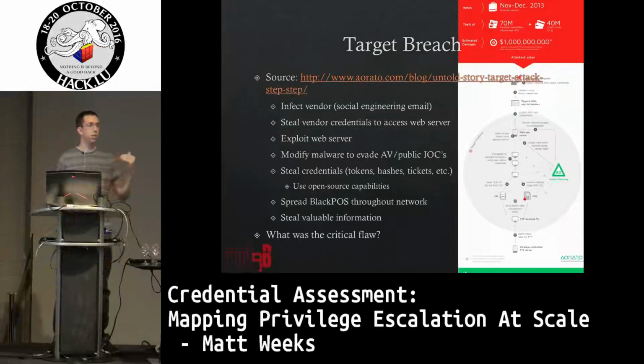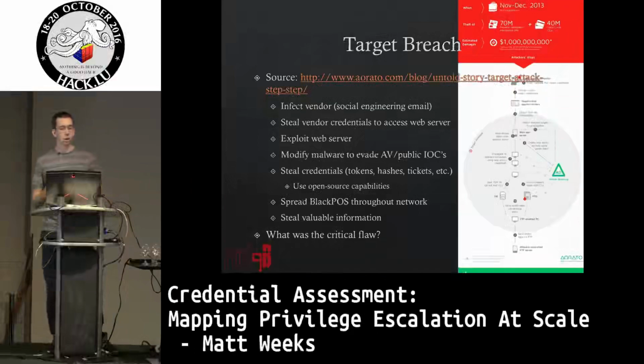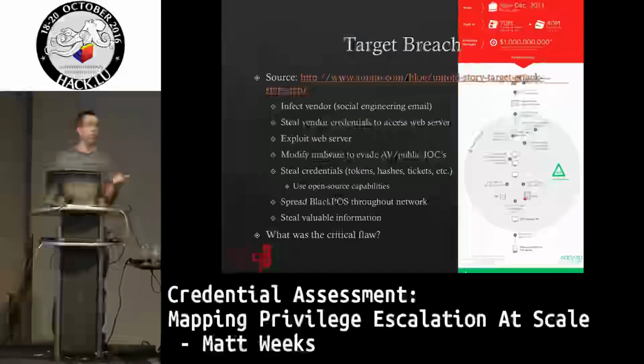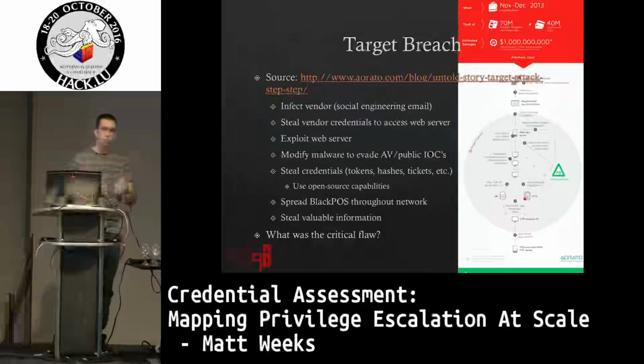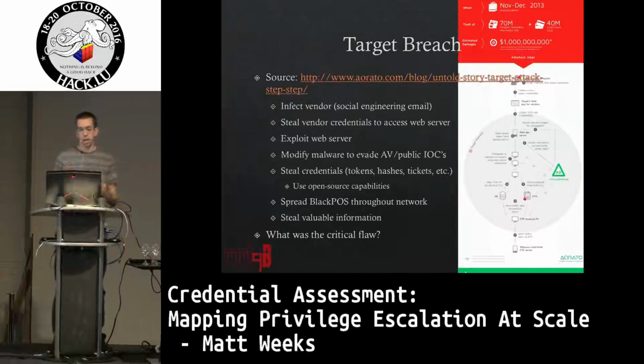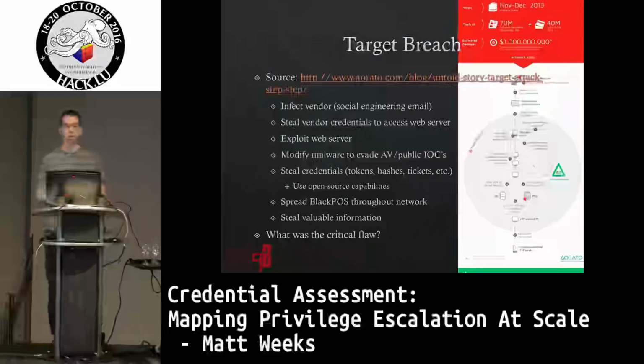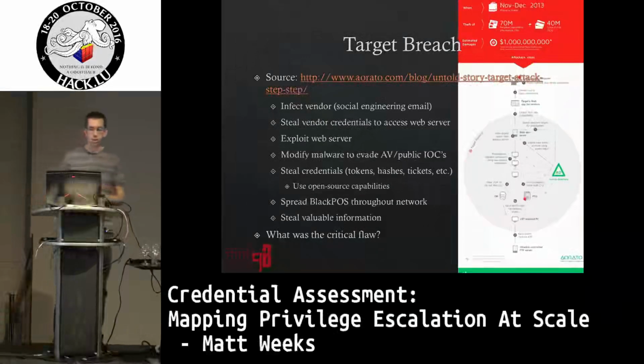It went through each of the steps, and it broke it out into about 11 complete steps. But to summarize, the first step was the attackers were able to compromise a vendor, probably by using a social engineering email. Something like, here, open this macro, here, download this executable, open this executable in a zip file, something like that. They compromised a heating, ventilation, and air conditioning vendor.